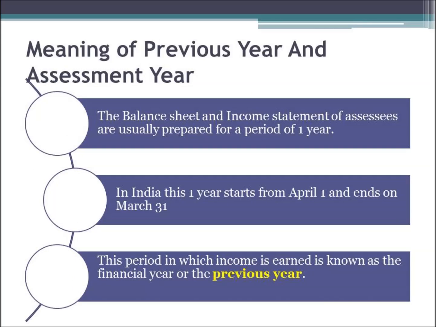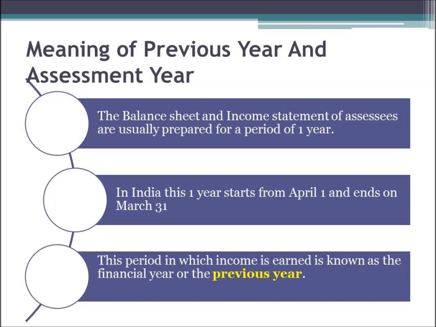Meaning of previous year and assessment year. What do we mean by previous year and assessment year? Let us go through each and every point one by one, and then we'll be able to understand it in a better way. The balance sheet and income statement of assessees are usually prepared for a period of 1 year. Whatever business we are doing and whatever profession we are in, we have to prepare our income statement for a period of 1 year. And from when does this period start and when does it end? In India, this 1 year starts from April 1 and ends on March 31 of the following year.